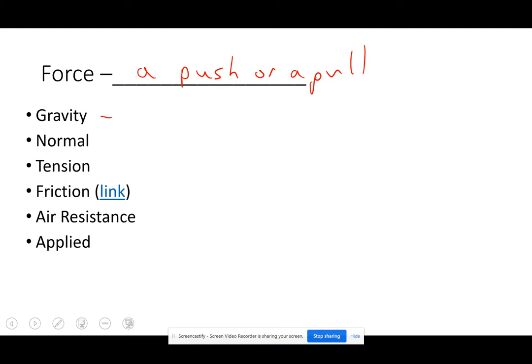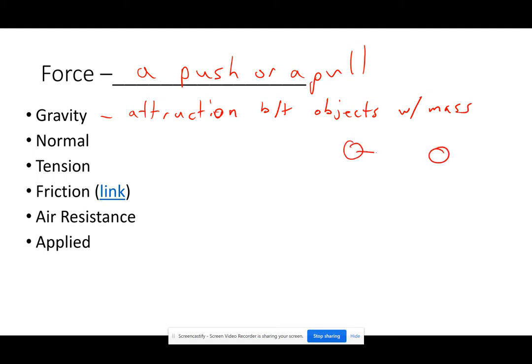Gravity is an attractive force. Attractive force, and I'm just going to write attraction. It's attraction between two objects, B/T is between, with mass. This is with. What does that mean? If I have two objects, they will attract each other and move towards each other. It's the tendency for things with mass to attract towards each other.